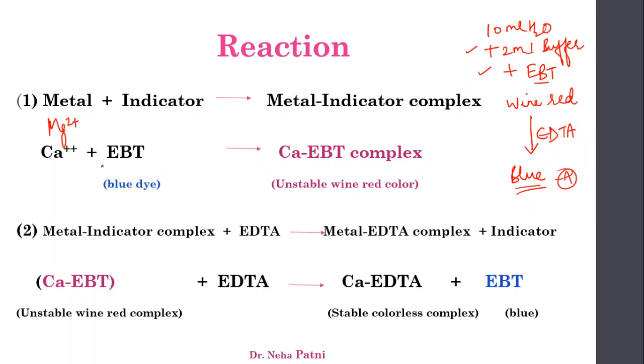But when you added EBT to it, as I said, EBT is a ligand. It has a tendency to make a metal ligand complex, so a complex is formed. EBT in its free state is blue in color, but as soon as you enter it in the conical flask, it reacts with the hardness, and when it reacts with the hardness, it comes in the anionic form, and in that form it is wine red in color. So you'll observe a wine red color in your conical flask.